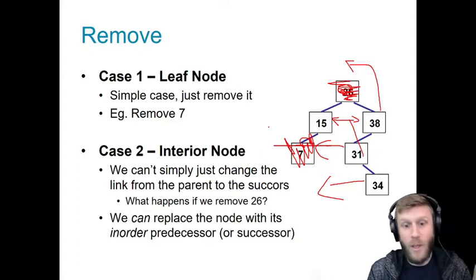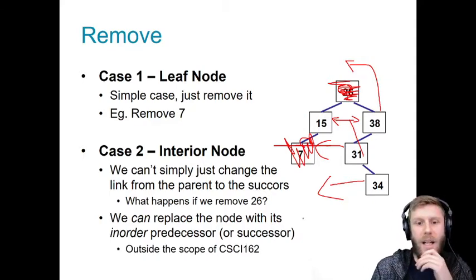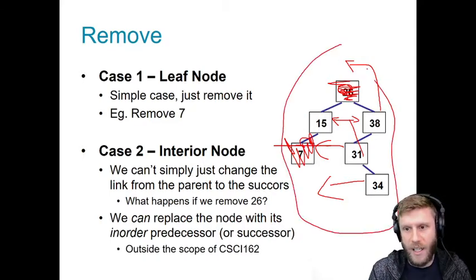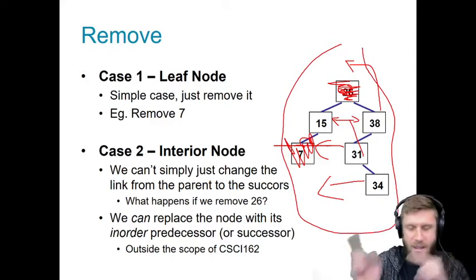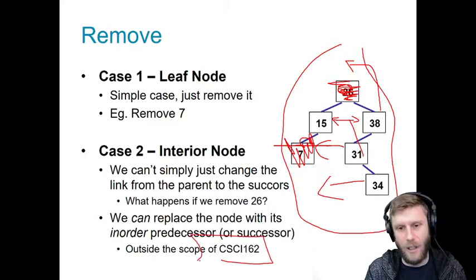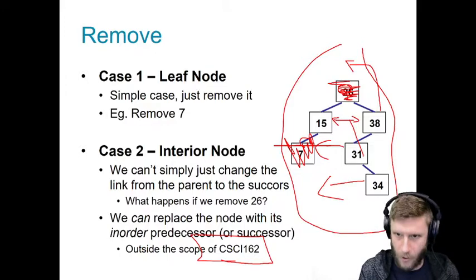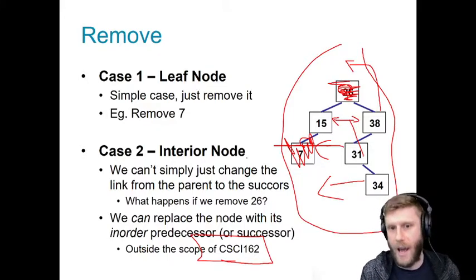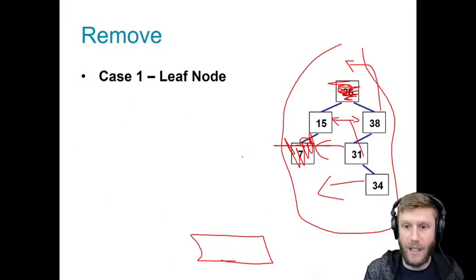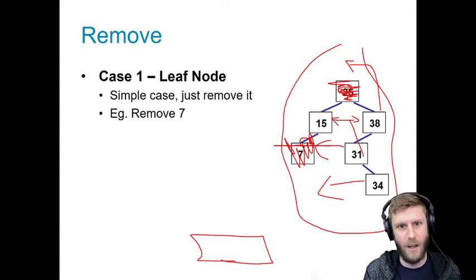We can replace the node with its in-order predecessor or successor. But this is where we start to get into, well, what about this and then that and all these funny things. This is something you're going to learn next year in 255. It's outside the scope of 162, because this is where things can get hairy. Sometimes it's not bad, like in the previous example, but sometimes it can get hairy.